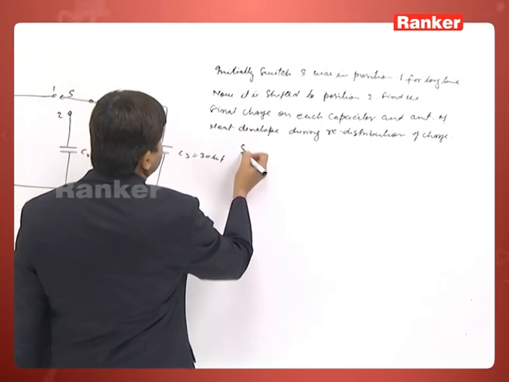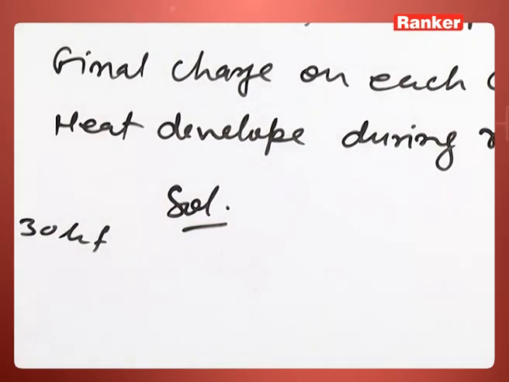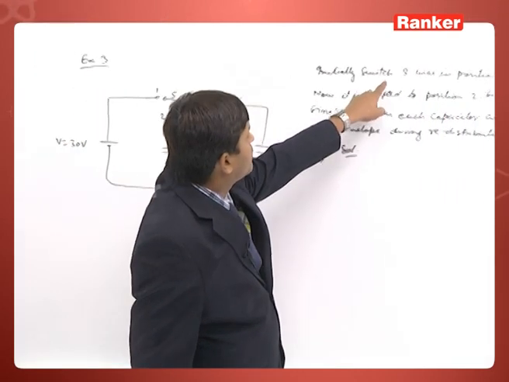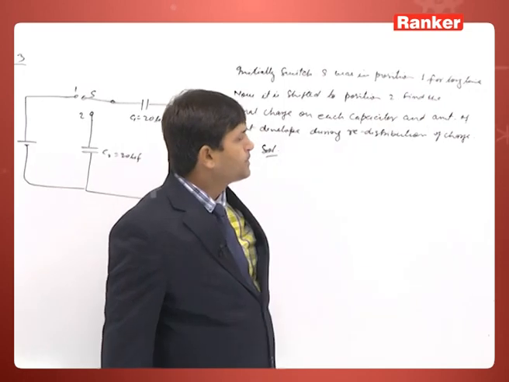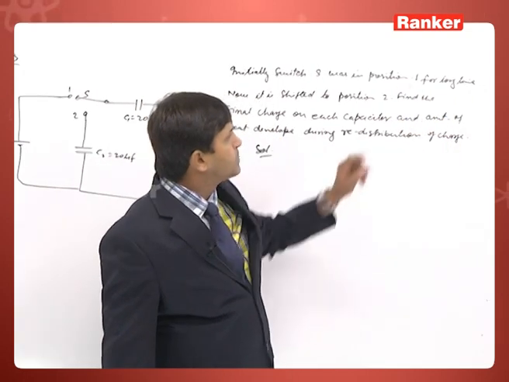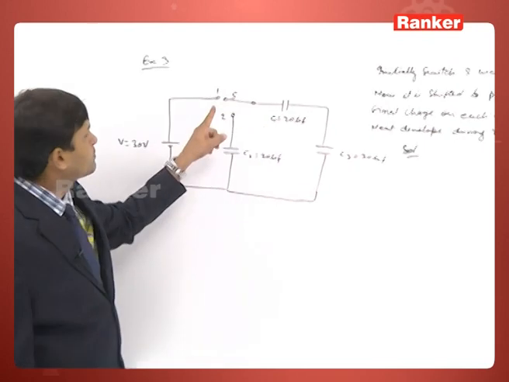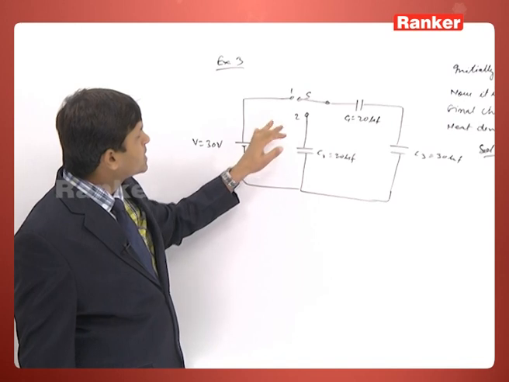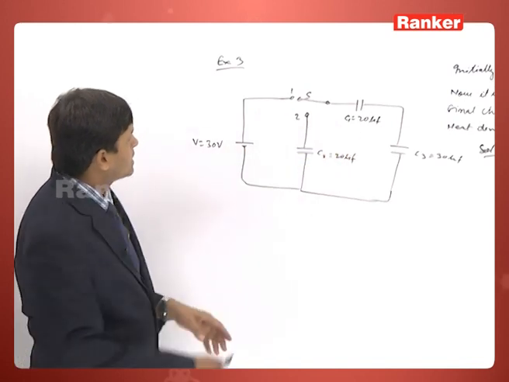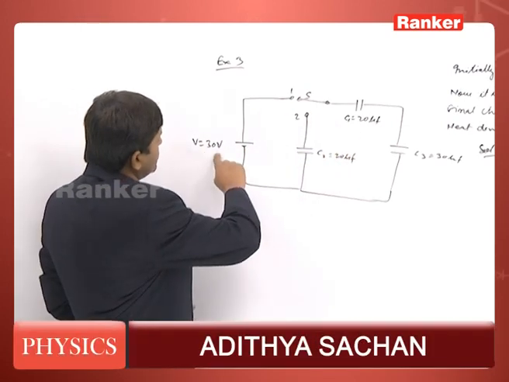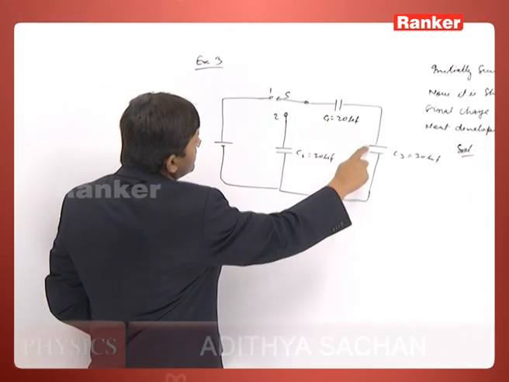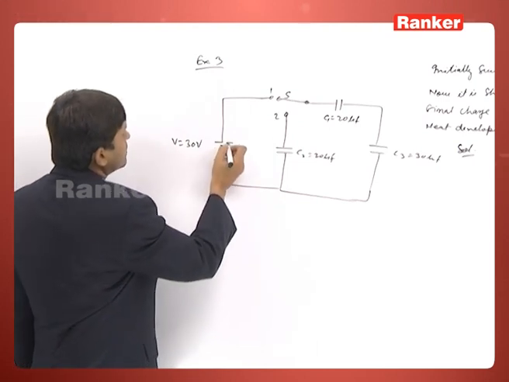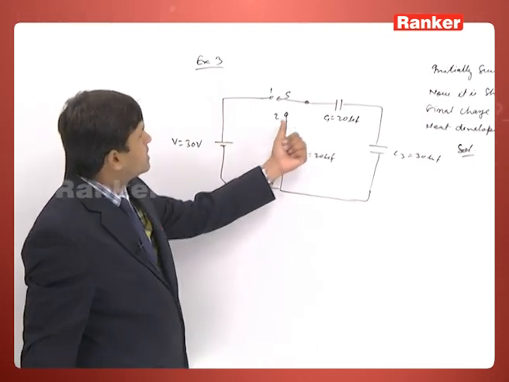Now see the solution. First of all, from the question itself: initially switch S was in position 1 for a long time. The meaning of this statement is that charge distribution or charge will flow. The first thing is that across this 30 volt battery, only these 2 capacitors are under the effect of the 30 volt battery. These are connected.